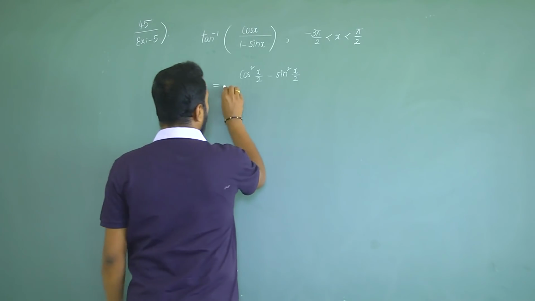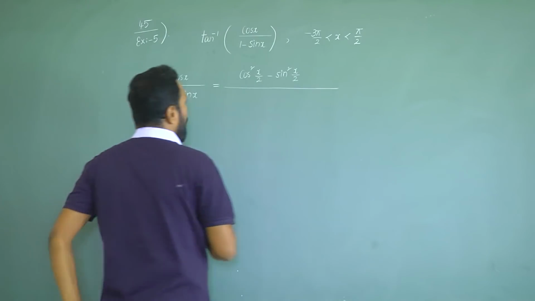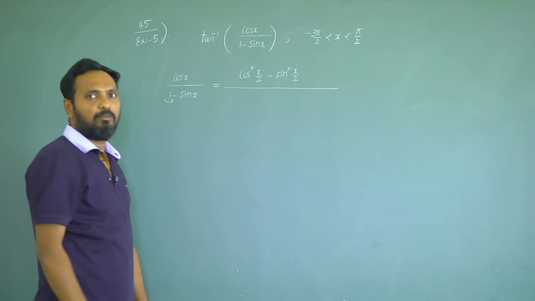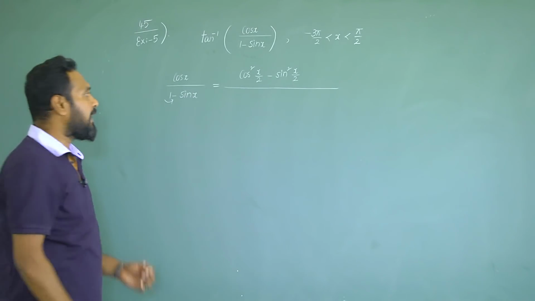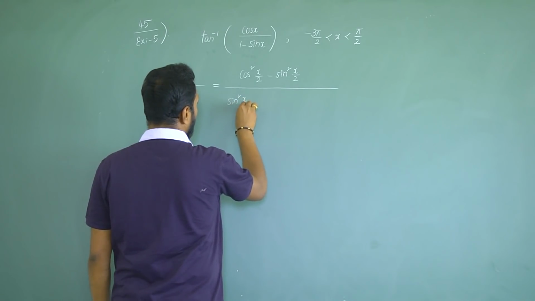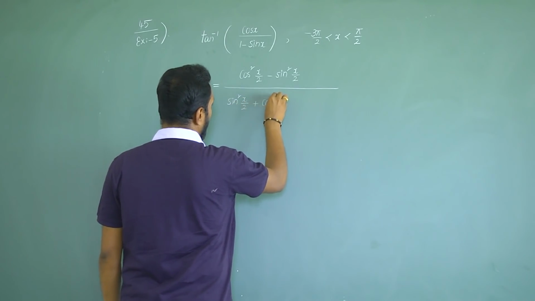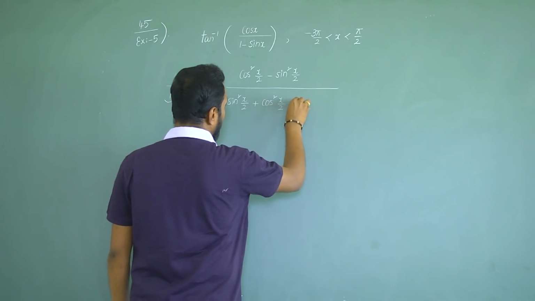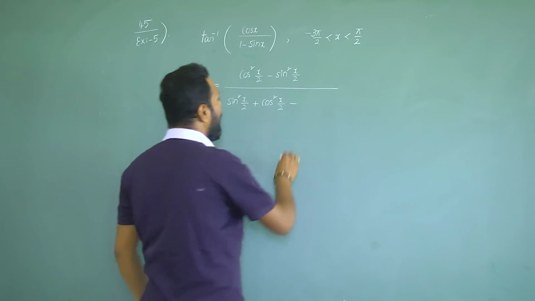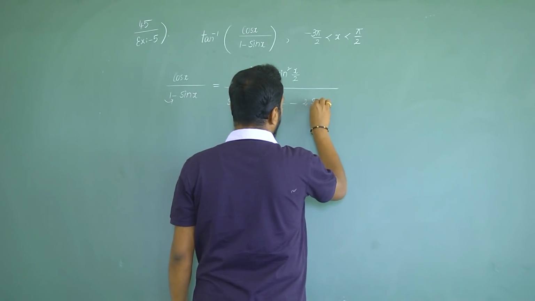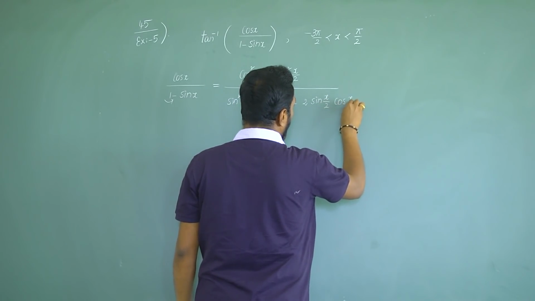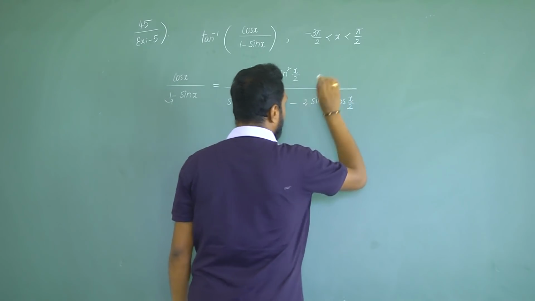But I am using cos square x by 2 minus sin square x by 2 for simplification, divided by 1 minus sin x. What is a trigonometric identity for 1? I can write it in terms of sine and cos as sin square x by 2 plus cos square x by 2, minus sin x. How can I write sin x in terms of half angle formulas? It is 2 sin x by 2 cos x by 2.